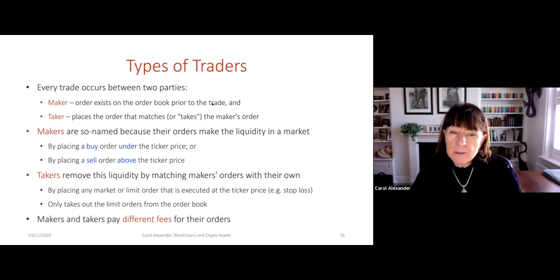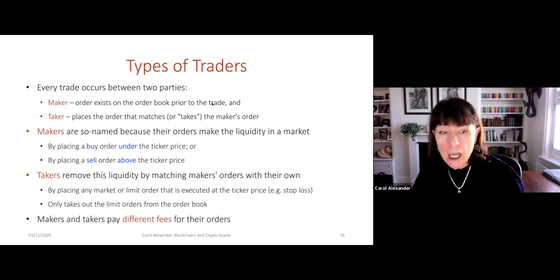So the makers are so named because their orders make the liquidity in a market by placing a buy order under the ticker price. So that's the maker who would buy under the ticker price. If I wanted to sell under the ticker price, I'm not a maker if I've got a stop loss order. A sell above the ticker price is a maker order. So if I wanted to buy at a later date, I suppose I might put buy at 10,000, and then I suppose I could be taking out a maker's order there. So they're called takers because they take out liquidity from either side of the order book.